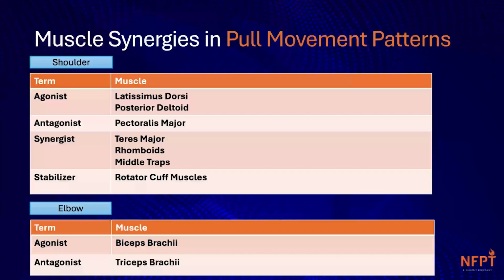Now let's take a look at the elbow joint. And this one's really easy for you. The agonist during a pulling motion is the biceps brachii. And then the antagonist, the muscle group that opposes this, is the triceps.